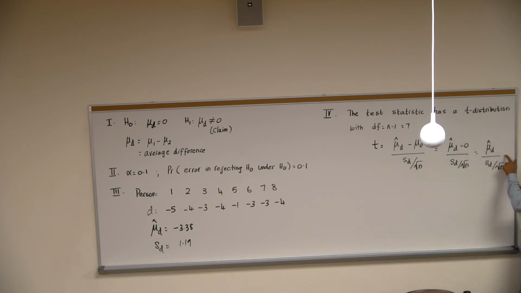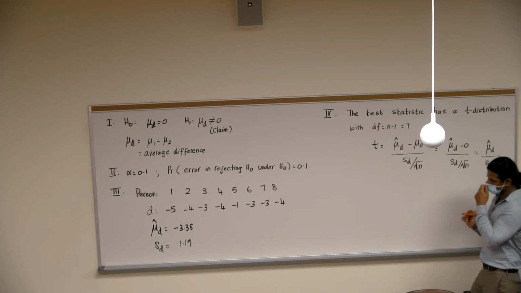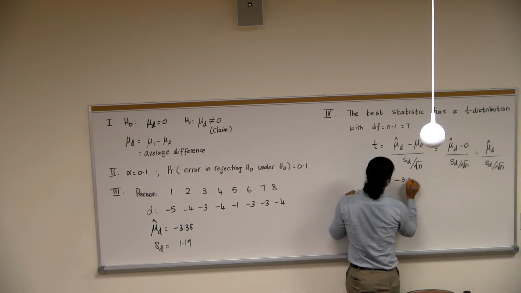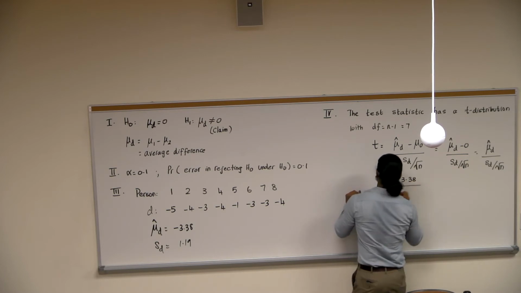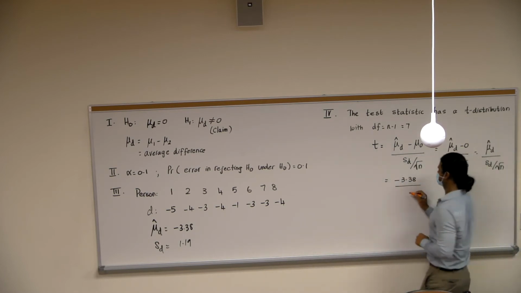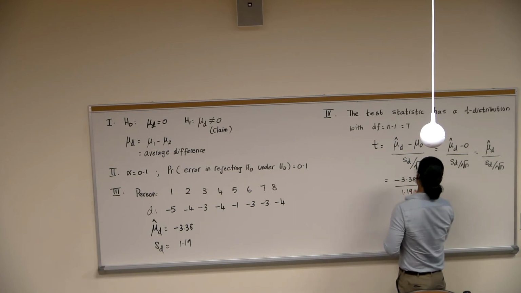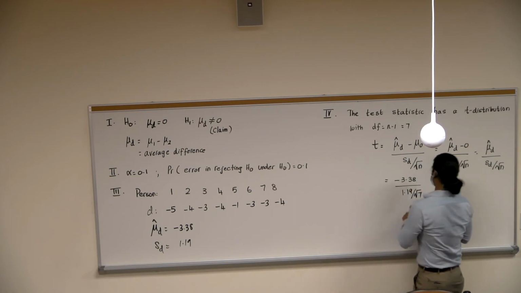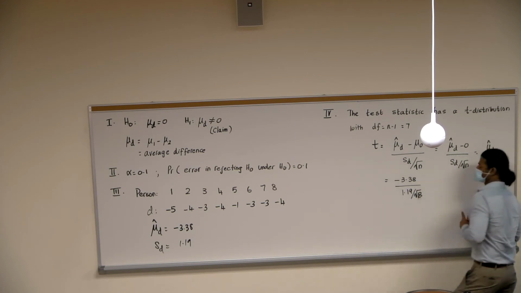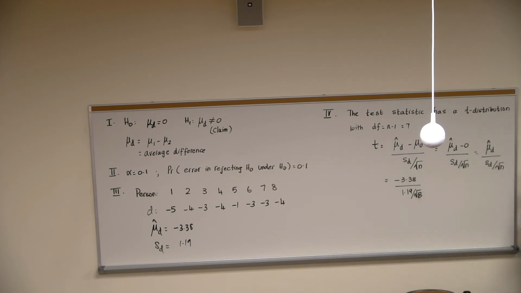So we have the average of the differences, which is negative 3.38, divided by 1.19, over square root of 8.